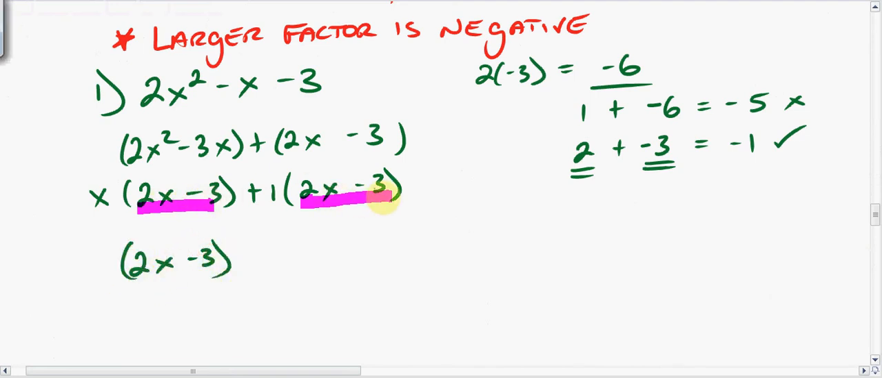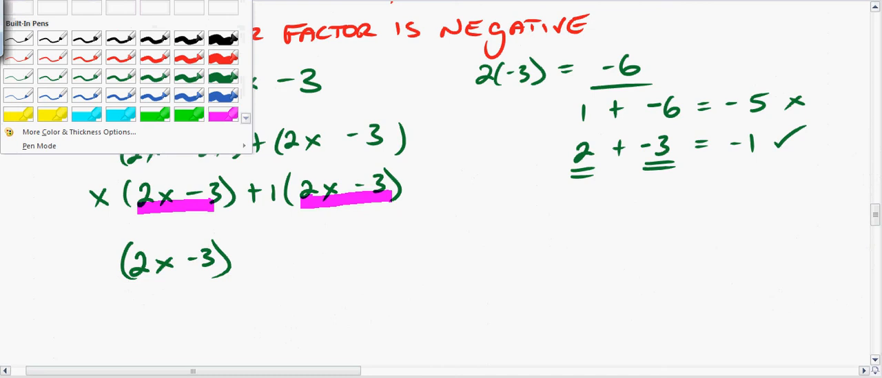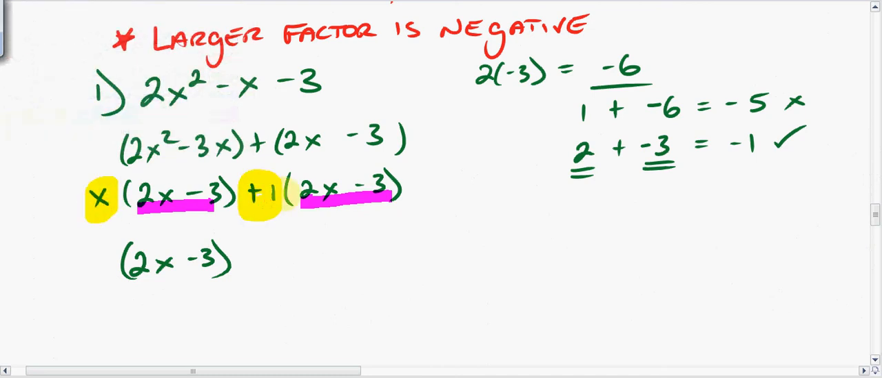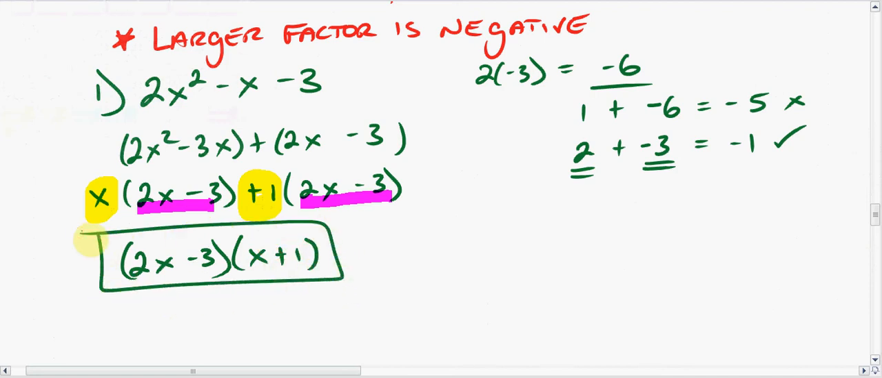Whatever you see twice, you write once. And then we look at outside the parentheses, and it looks like we have x plus 1. So I write that here, and I have x plus 1. And remember, you can always check to see if you're correct by FOILing, and you should end up with the exact same trinomial you started with.